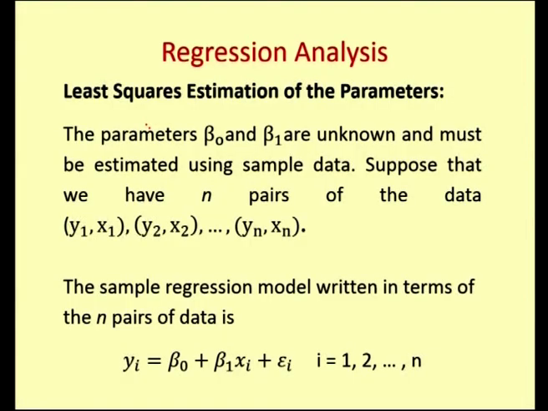Now, we will see the procedure of estimating the parameters beta naught, beta 1 and sigma squared. First, we have the least squares estimation of the parameters beta naught and beta 1, and the estimators are estimated using the sample data. Suppose we have n pairs of data y1 x1, y2 x2 and so on yn xn, and the sample regression model written in terms of the n pairs of data is yi is equal to beta naught plus beta 1 xi plus epsilon i, where i ranges from 1 to n.